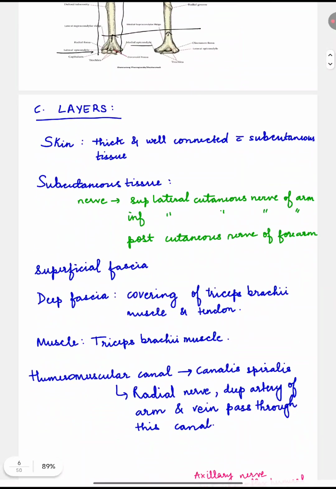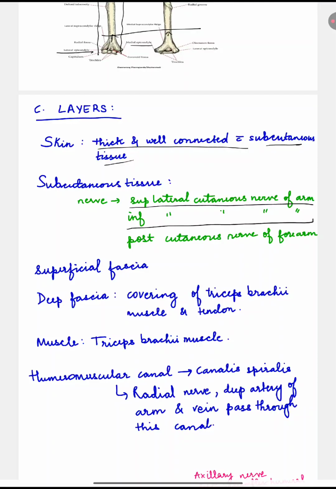Now the layers. The skin is very thick and connected with subcutaneous tissue. Now in the subcutaneous tissue, there are nerves: superior lateral cutaneous nerve of the arm, inferior lateral cutaneous nerve of the arm. This was there in the anterior region also. And the posterior cutaneous nerve of the forearm.